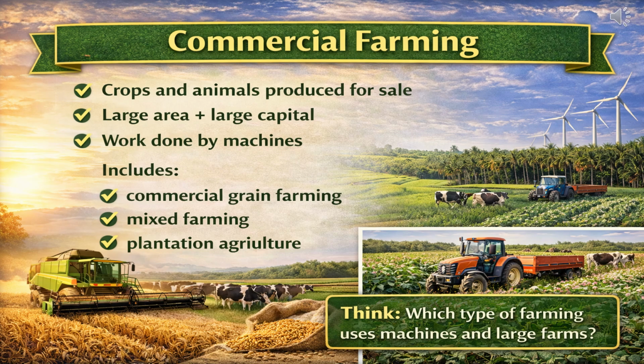Commercial farming means farming done mainly for selling in the market, not only for eating at home. It is usually done on a large area, and farmers invest a lot of money and capital. Most of the work is done by machines, not by hand. Commercial farming includes 3 main types: commercial grain farming, mixed farming, and plantation agriculture. Let's understand each one step by step.